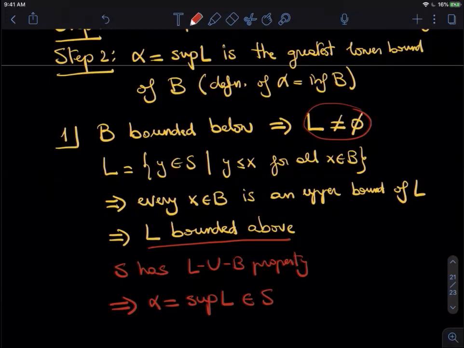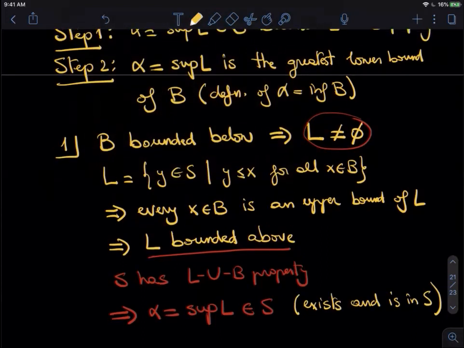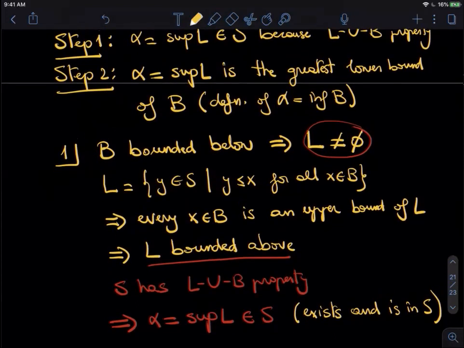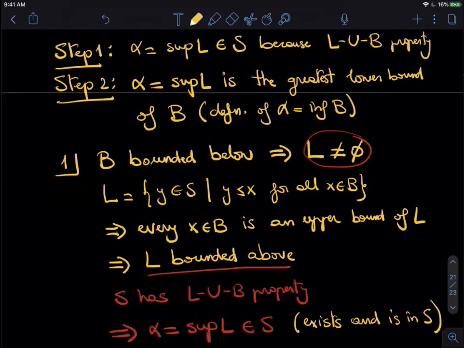So this means that it exists and is in S. So we are showing two things here. We are showing that it exists, and we are showing that it is an element of S. So this is step one: showing that alpha, the supremum of L, exists and is an element of S. Now, step two.